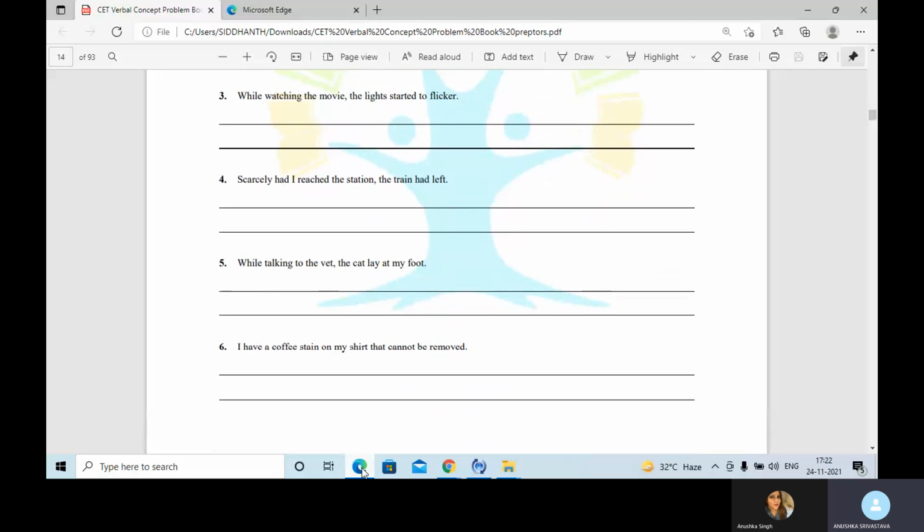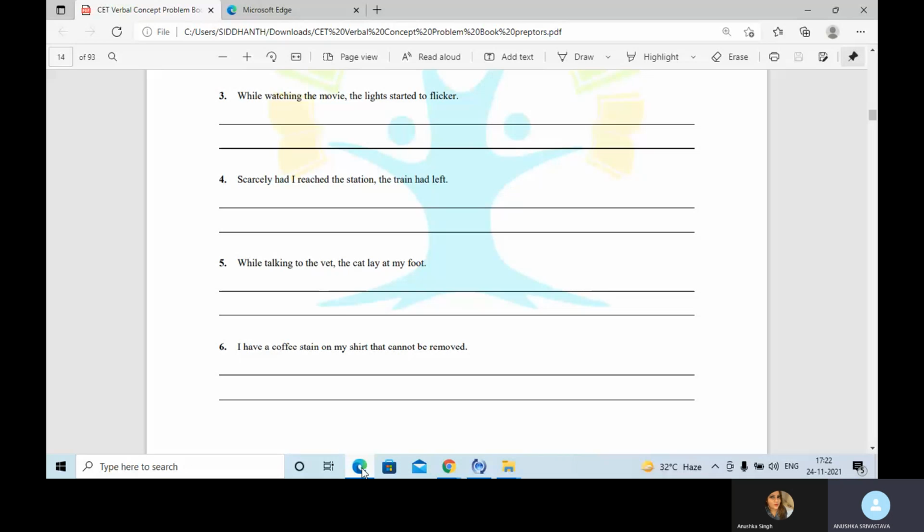Fifth question is another example of dangling modifier. While talking to the vet, the cat lay at my foot. Who was talking to the vet? So, while I was talking to the vet, the cat lay at my foot. Again, we have added a subject pronoun I.